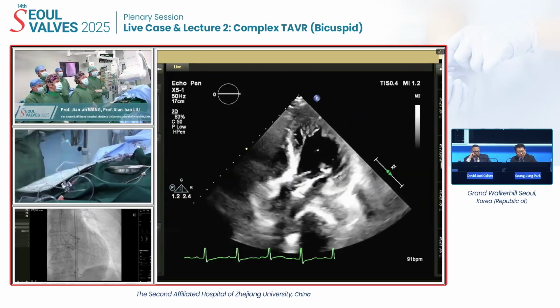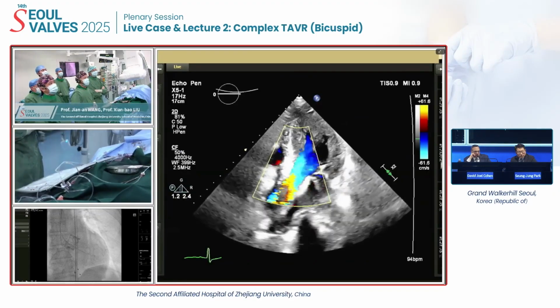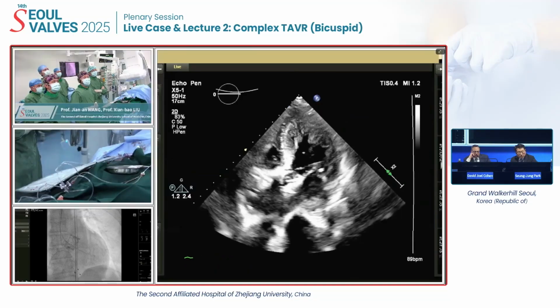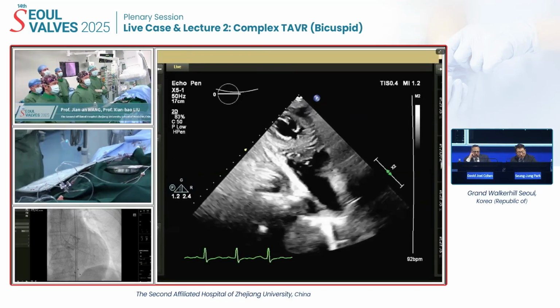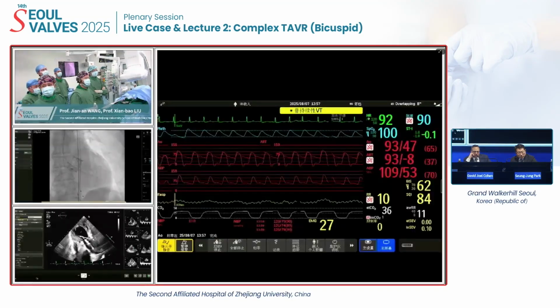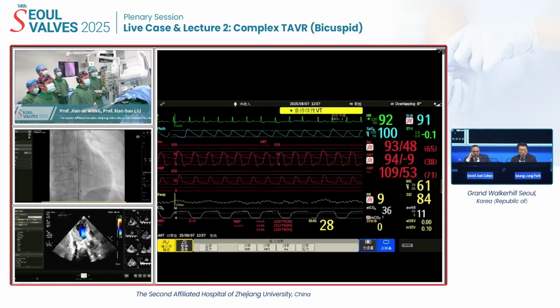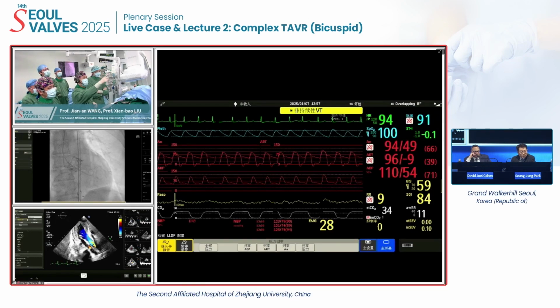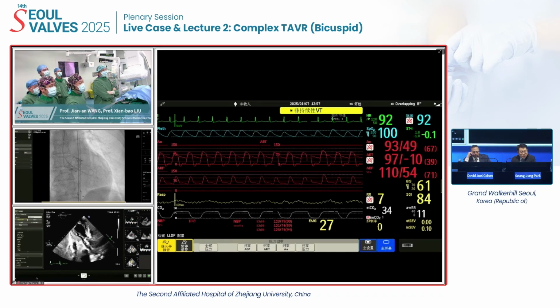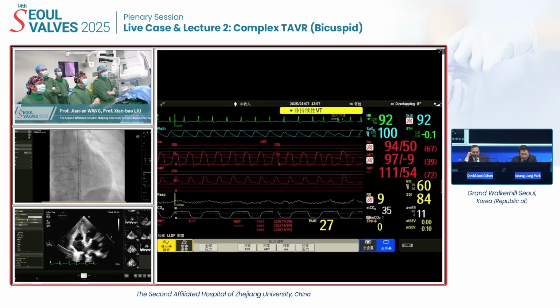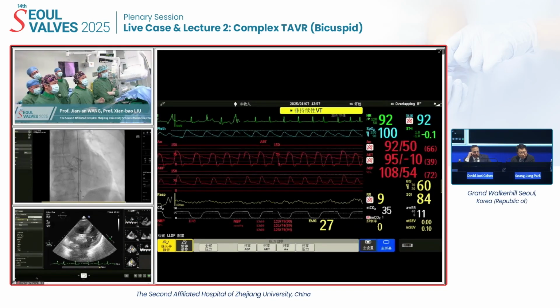Let's adjust it again. Let's put the hemodynamics on the table. It looks very good. No gradient on hemodynamics, nothing by echo. I think that's fine. So we will do the final shot.